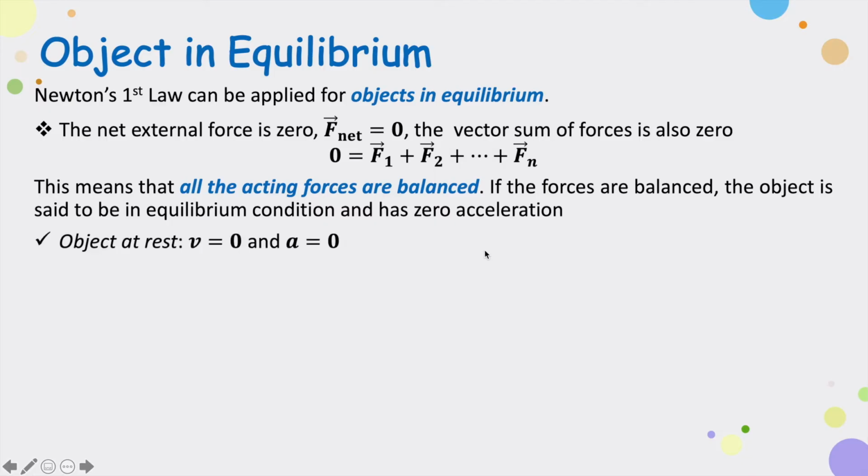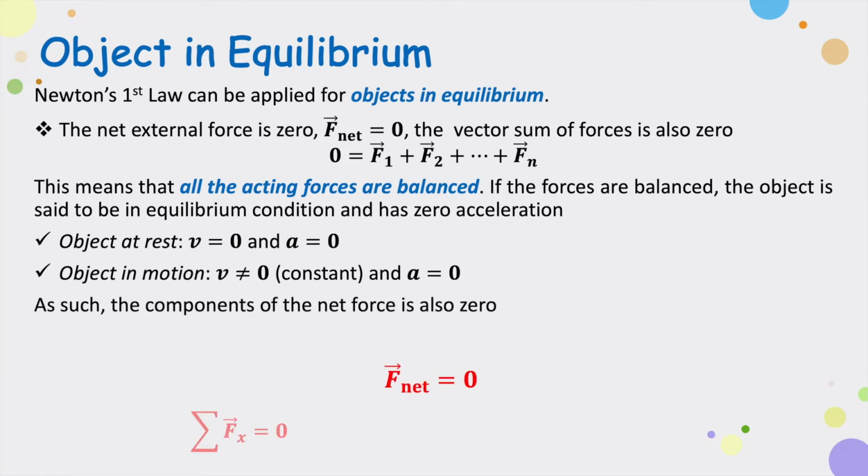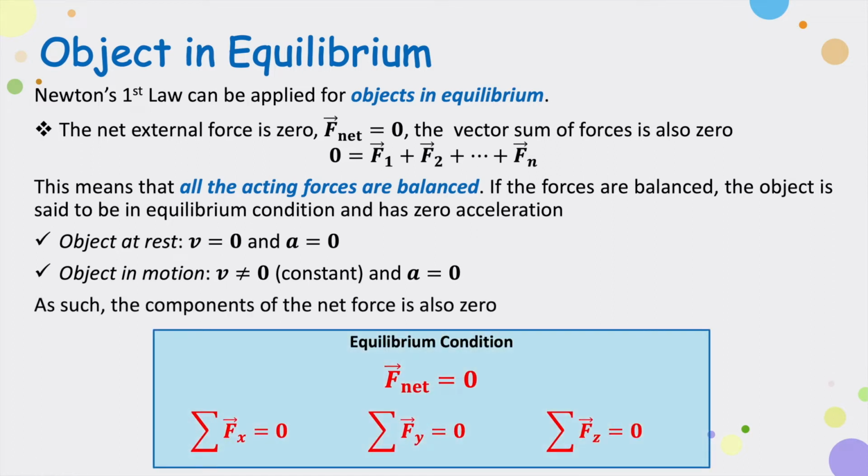So regardless, if an object is at rest, the acceleration is also equal to 0. It can also be in motion with a constant velocity, both in magnitude and direction, and still the acceleration is equal to 0. So, to sum up, the components of the vectors along x, along y, and along z are also equal to 0.